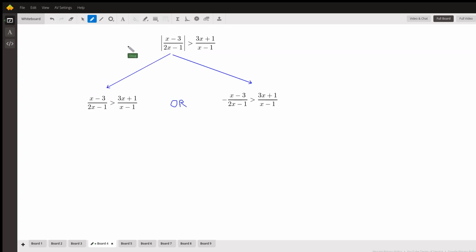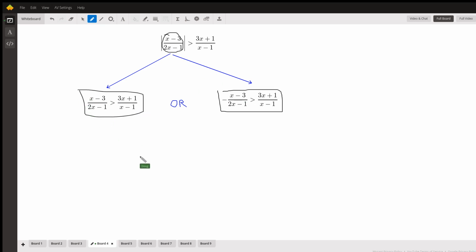One of the things you have to do when you have an absolute value symbol is understand how to remove the absolute value symbol. So this expression right here, if it represents a positive number, we can just drop the absolute value symbol and it'll have the same value. But if it represents a negative number, then we have to take the opposite of the expression inside. So we want to solve both of these inequalities.